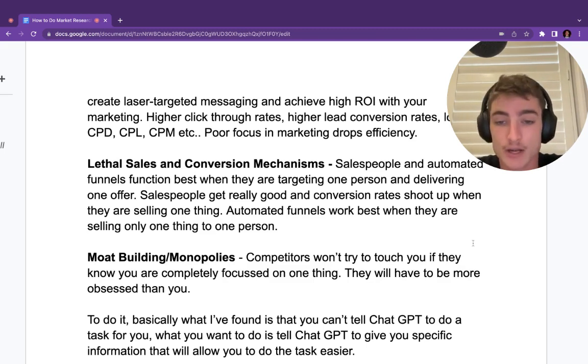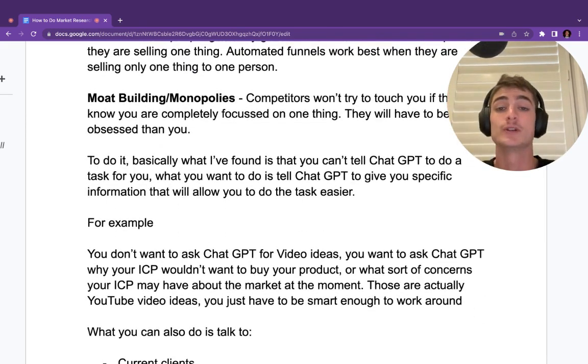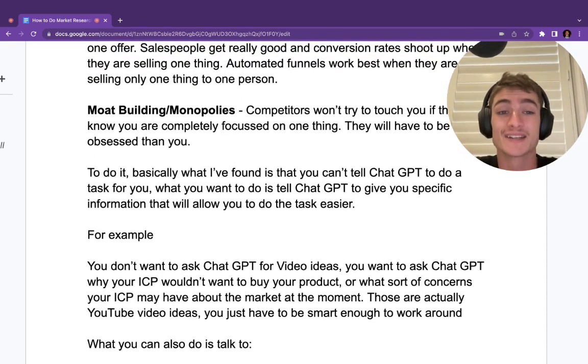So they're either going to have to buy you or try and beat you, but either one of those things are not likely. So to do this, what you need to do is that I've actually found that you can't tell ChatGPT to do a specific task for you. Like you don't want to tell ChatGPT to do your market research. What you want to do is tell ChatGPT to give you specific information that's going to allow you to do the task easier.